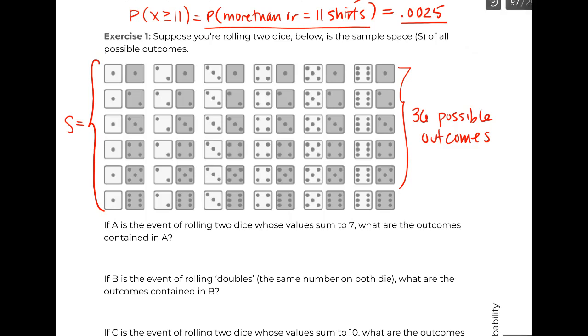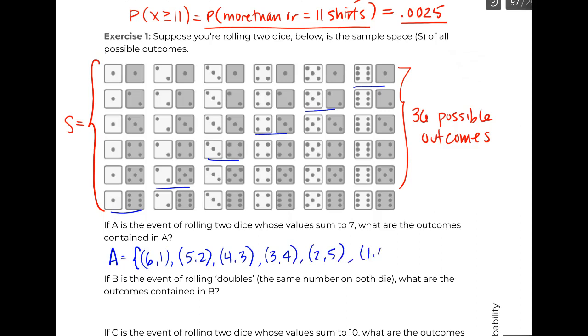So then we have our first 2 events. Event A is rolling 2 dice whose values sum to 7. So A equals, and then we could write down the list of all possible outcomes that end up with a sum of 7. So we can look over here. All of this diagonal are ways to roll a 7 with 2 dice. So we have, let's just make this 6, 1; 5, 2; 4, 3; 3, 4; 2, 5; and 1, 6.